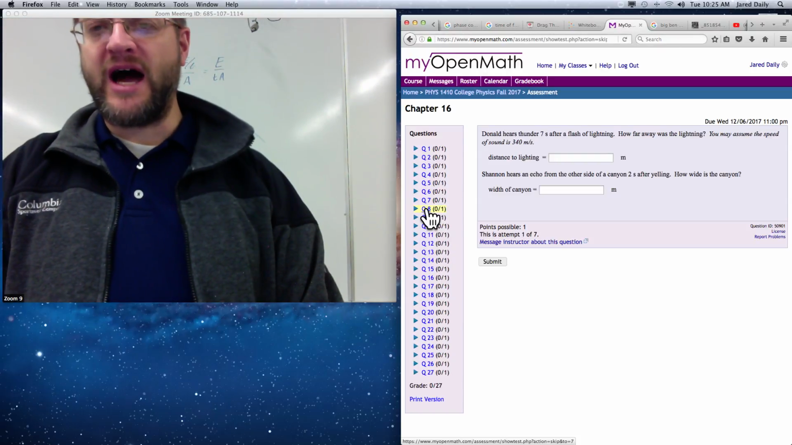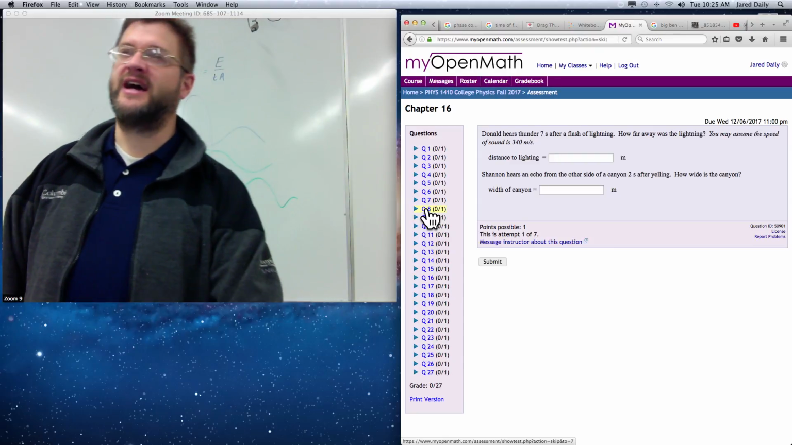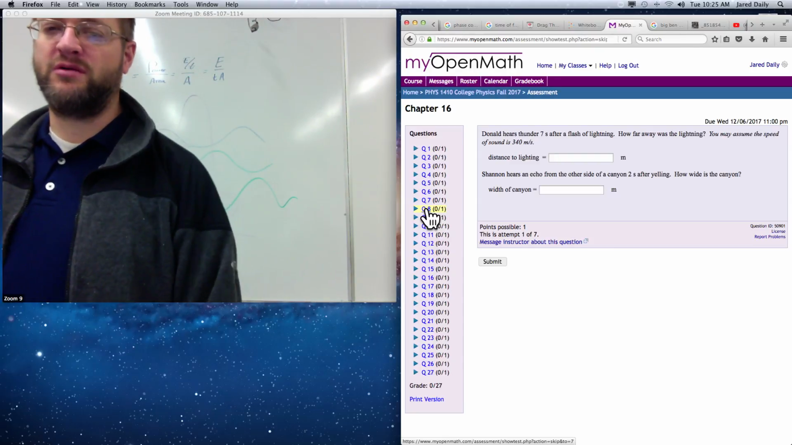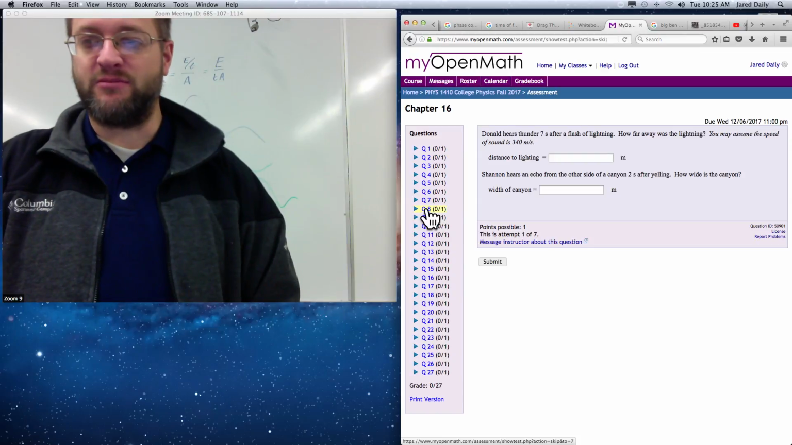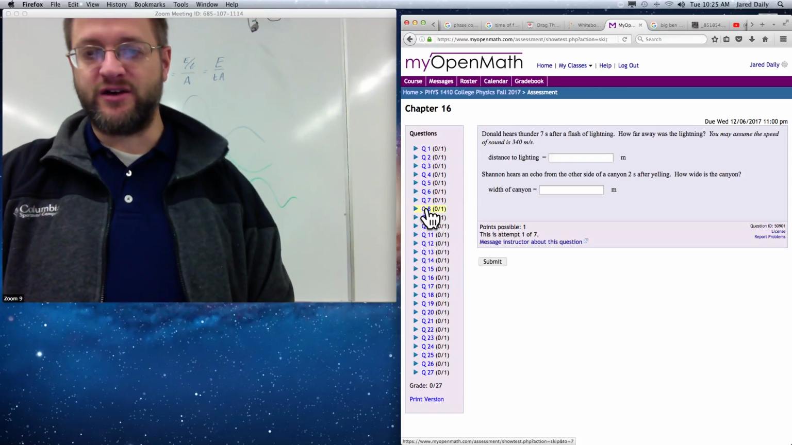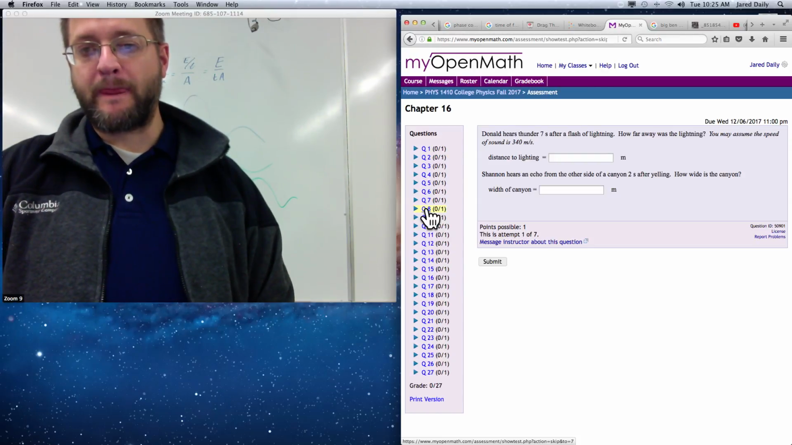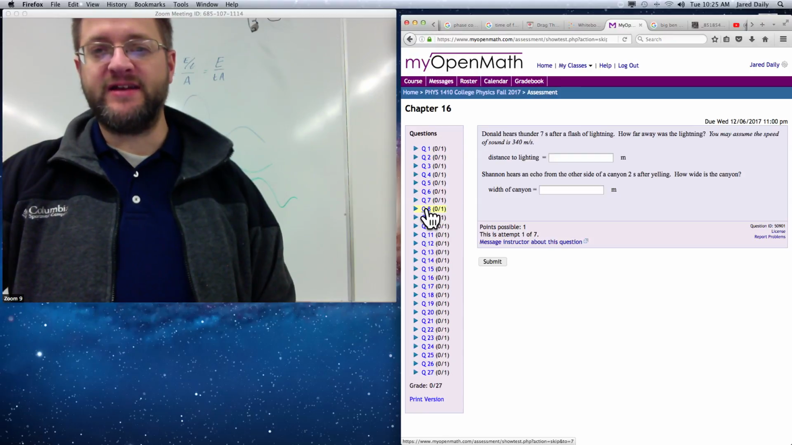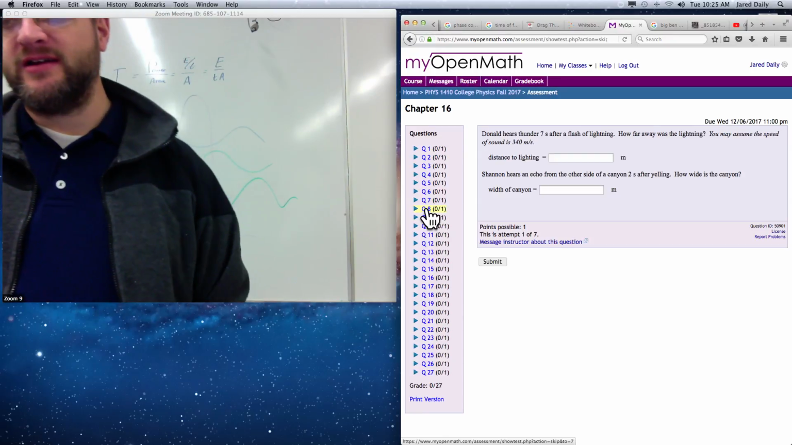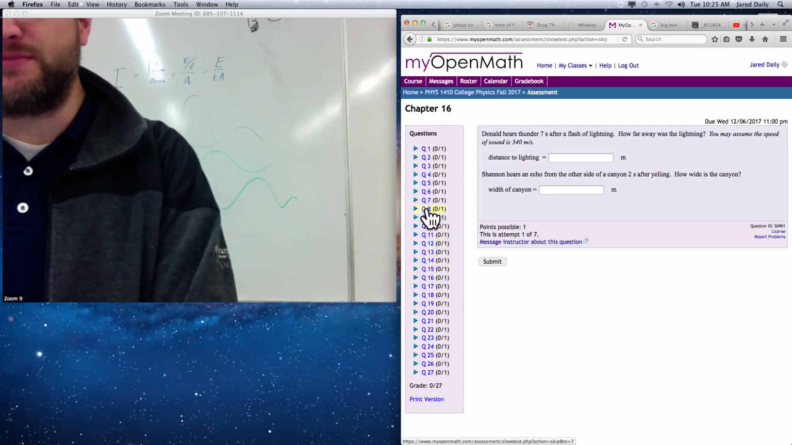Turns out to be about a mile at 7 seconds, a little bit more than a mile. It's about 5 or 6 seconds for a mile for thunder. And then they do an echo across a canyon, so you can figure out the width of a canyon if you know the speed of sound. It's not very hard.